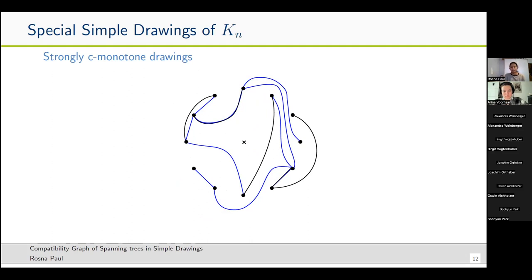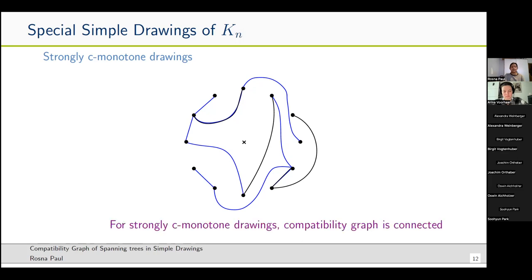And here, the twiggly depth for each ray is reduced, and we do this process again and again, and finally you will get a plane spanning tree which is compatible to the green one. So in this process, you can say that for any strongly c-monotone drawing, the compatibility graph is connected.